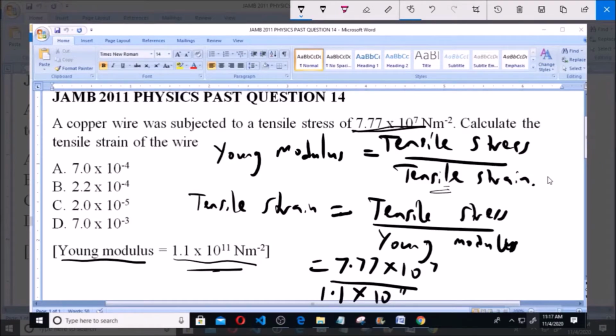Both units are Newton per meter square, so they cancel out, and that's why you do not have any unit. Tensile strain does not have a unit. If you divide this, the answer you get is 7.0 times 10 raised to power minus 4. So 7.0 times 10 raised to power minus 4 is option A, which is the correct answer to this question.